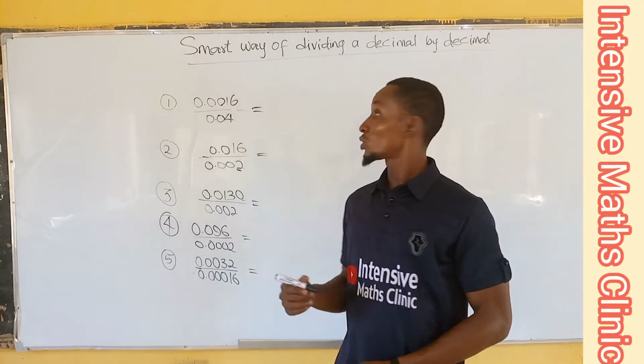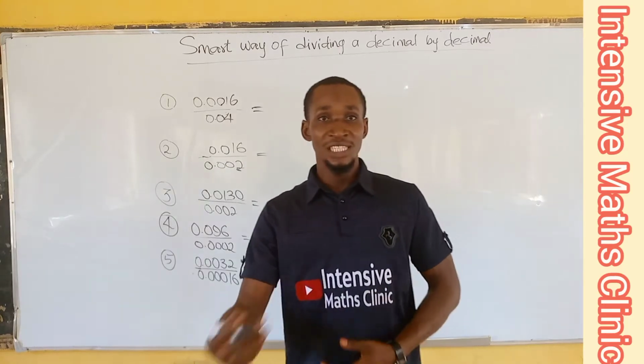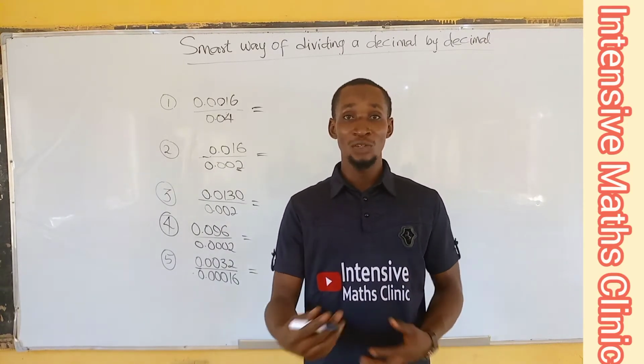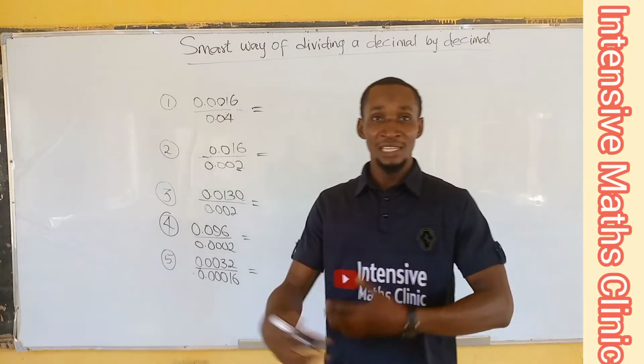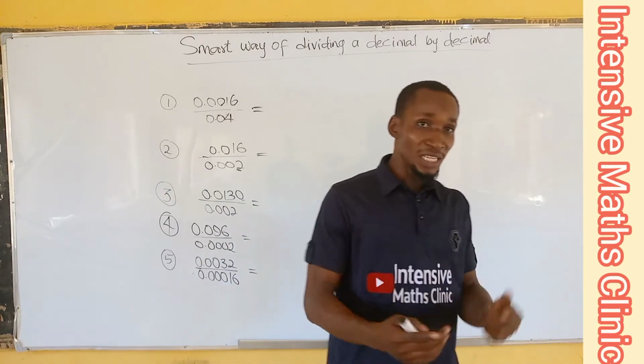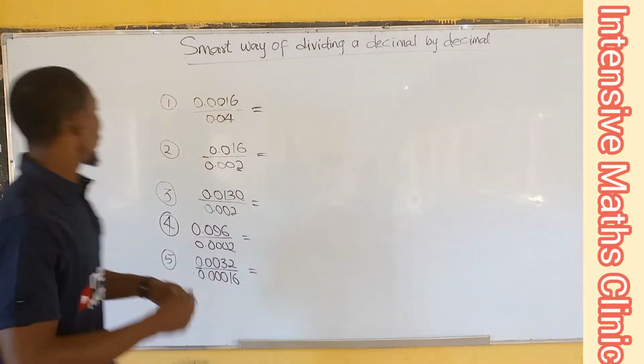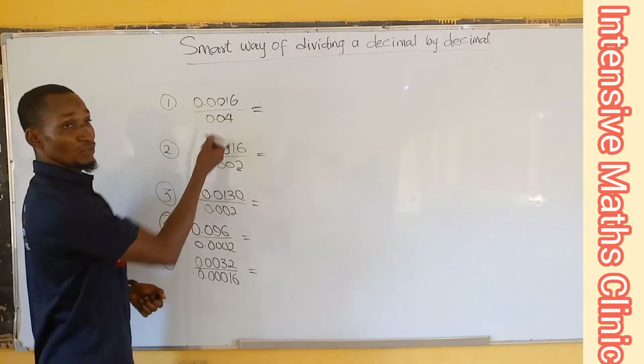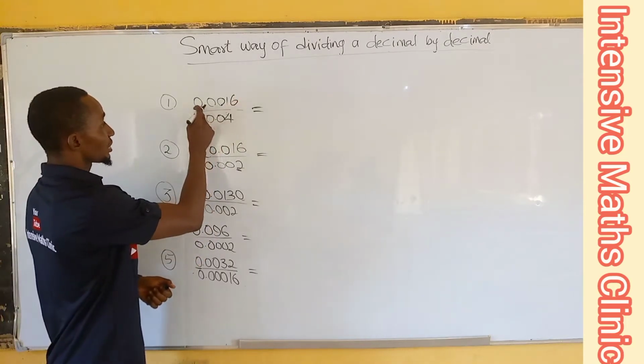In this tutorial, we are going to talk about the smart way of dividing decimal by decimal, which will help our kids that find it difficult to manipulate way to divide decimal numbers. Let's consider the example on the board. The first one is a decimal number divided by a decimal number, so which is the numerator divided by the denominator. Let's look at this.